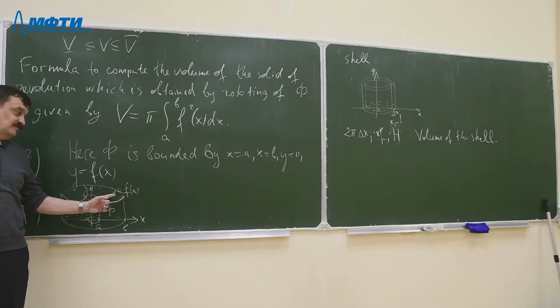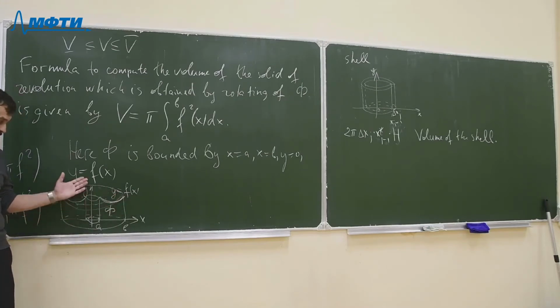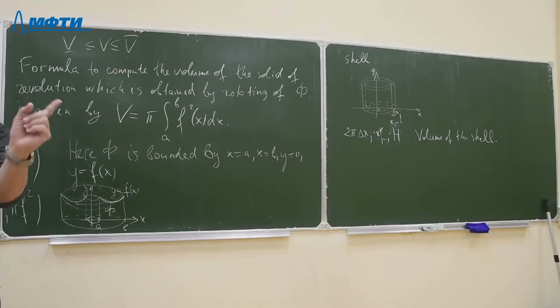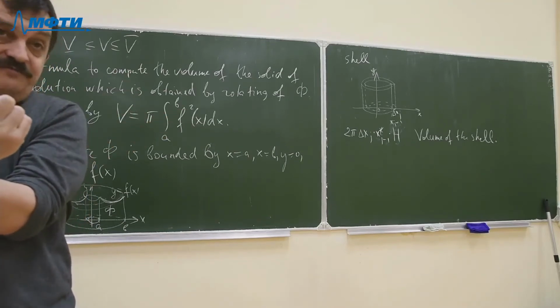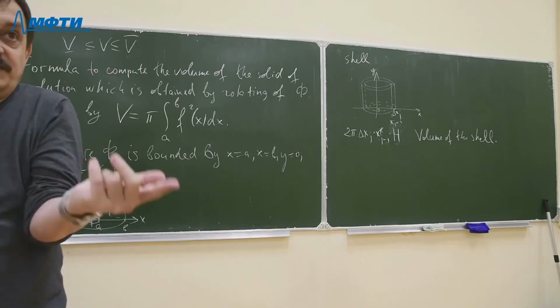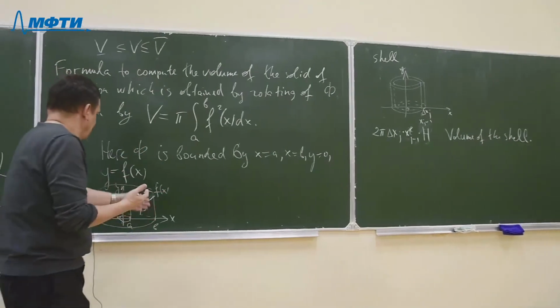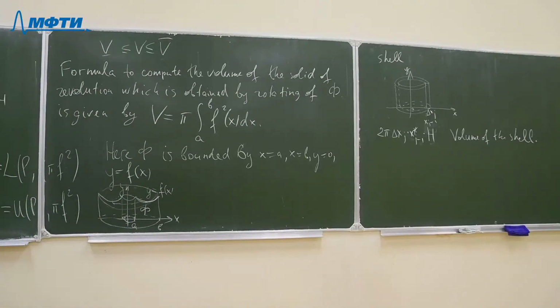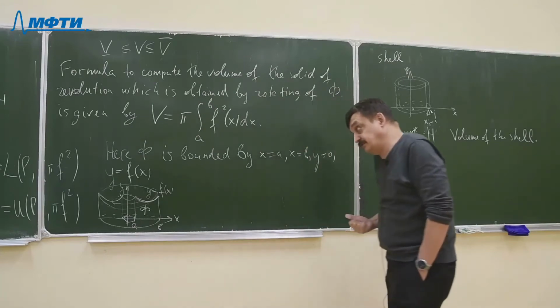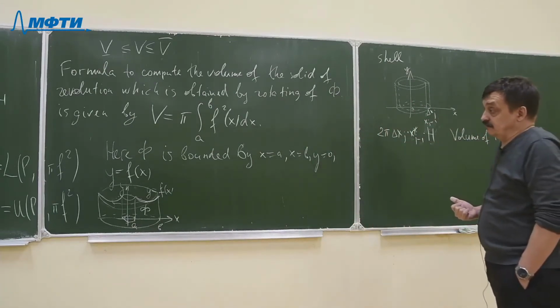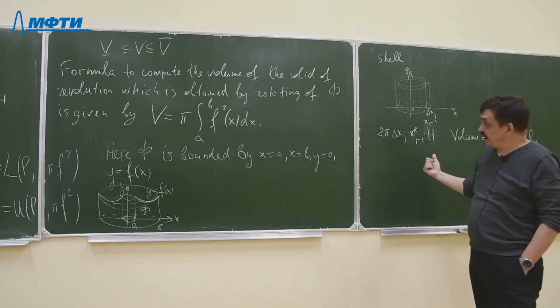Imagine you express x as a function of y, and then you can consider it in a similar manner. So simply change variables y and x. If you are able to do it, then of course you can compute the volume of the solid of revolution by the same formula as before. But if it is difficult, then you cannot do it. So how to proceed? To use shells.